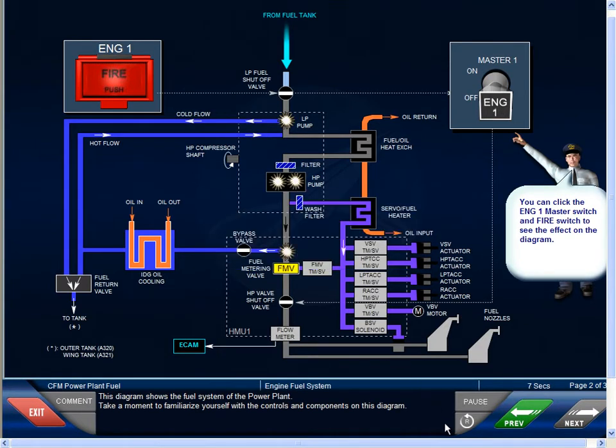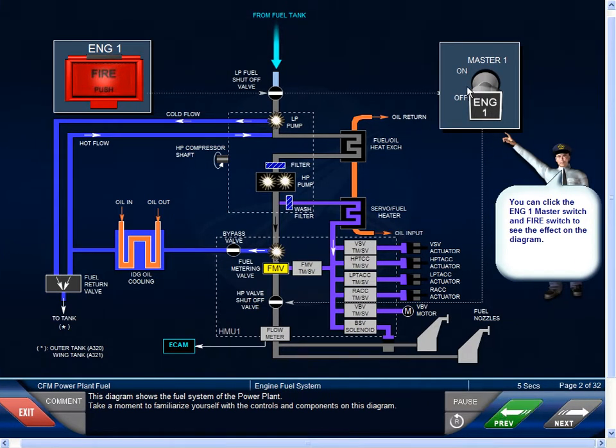This diagram shows the fuel system of the power plant. Take a moment to familiarize yourself with the controls and components on this diagram.